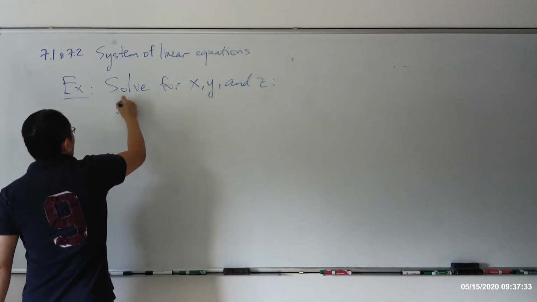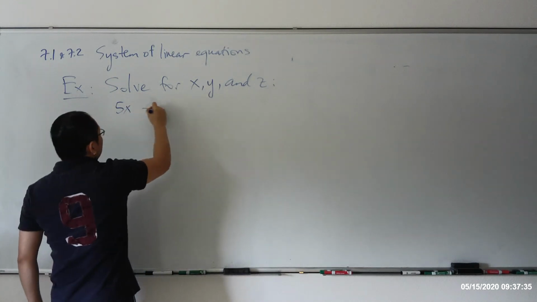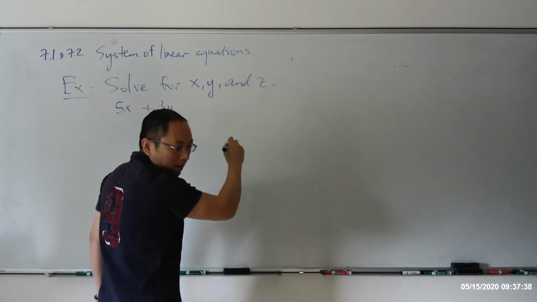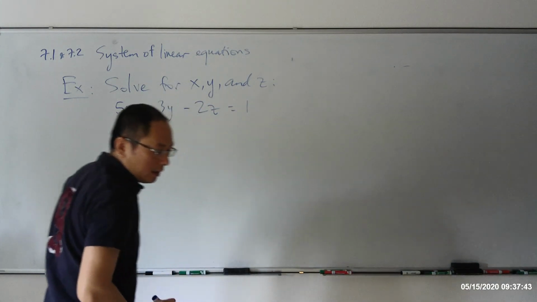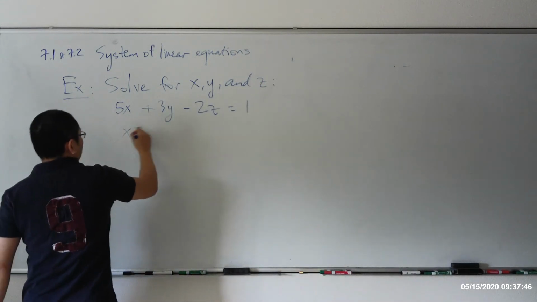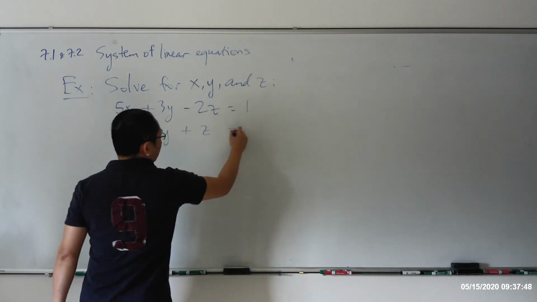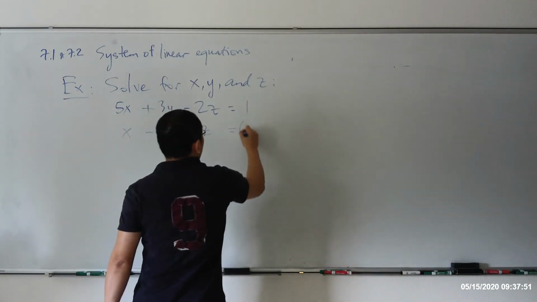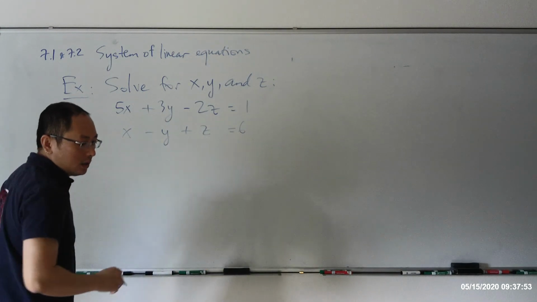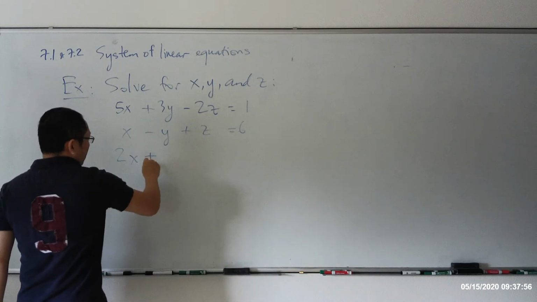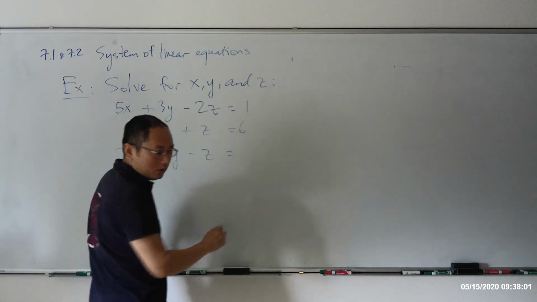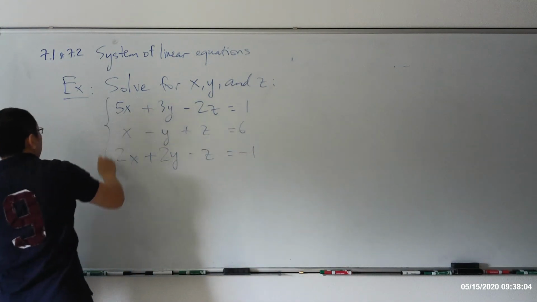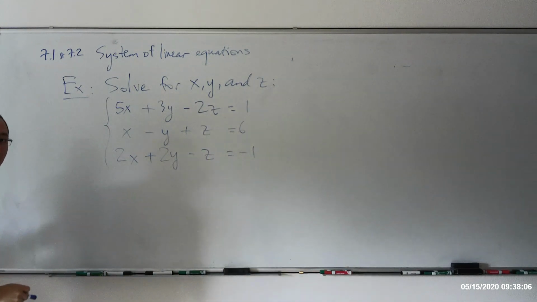First equation, 5x plus 3y minus 2z equal to 1. Second equation is x minus y plus z equal to 6. And the third equation is 2x plus 2y minus z equal to negative 1. So this time we have 3 linear equations with 3 unknowns, x, y, and z.